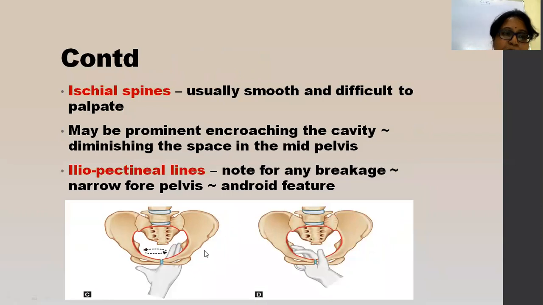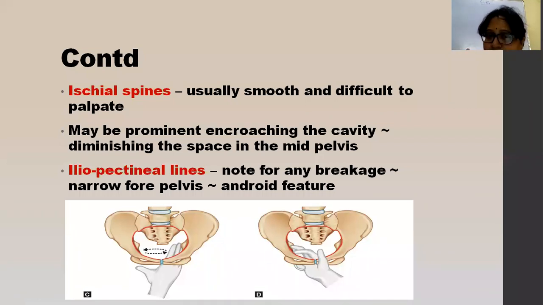Next, the ischial spines. You have to palpate both the ischial spines on either side. They're usually smooth and difficult to palpate. You normally cannot palpate the ischial spines, and you have to put your fingers wide and place both the index and the middle finger on the spines. With the completely stretched index and middle finger, you can never normally palpate the ischial spines.